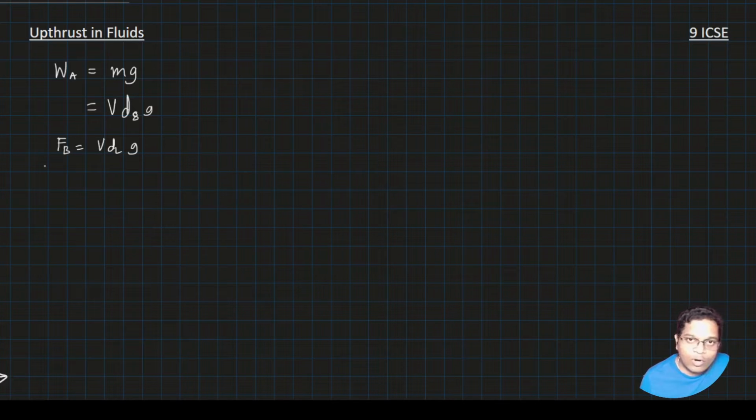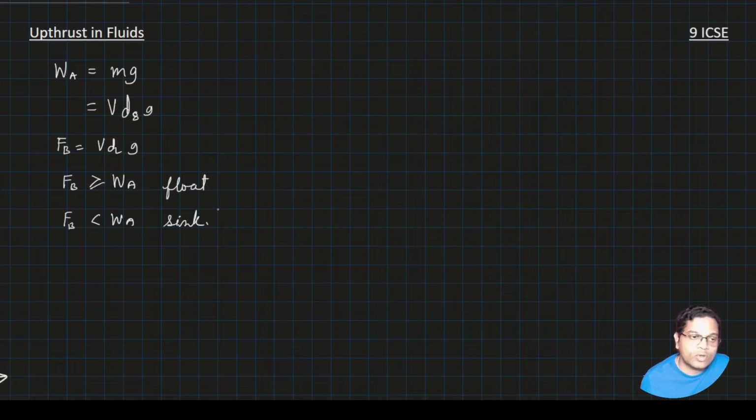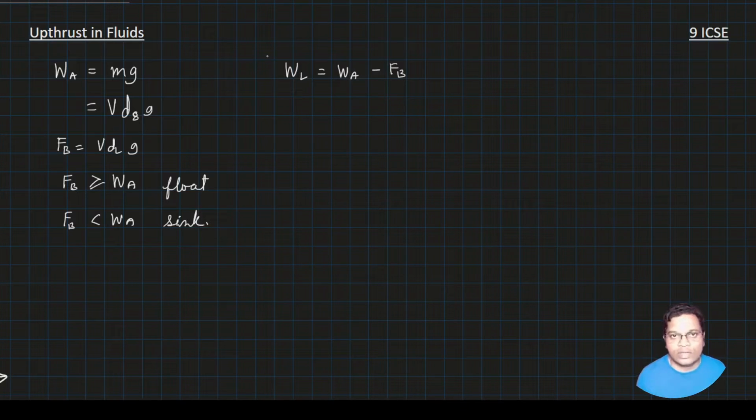Now when the body is submerged and it gets an upthrust which is greater than or equal to the weight in air, then the body will float. But if the upthrust is less than the weight in air, the body will sink. Another point is that weight inside liquid will be weight in air minus the upthrust. So with these formulas, we can start with the numericals.